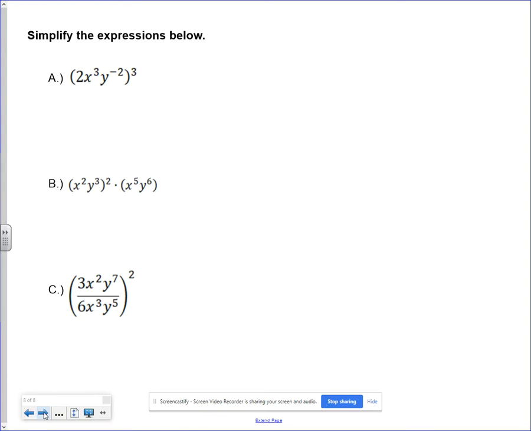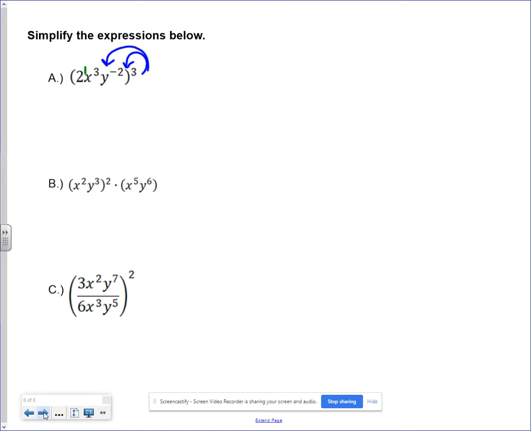So let's look at these examples. It says simplify the expression below. For this first one, we're going to have to use the second rule that we learned today, a product of a power. I want to take the exponent on the outside of my parentheses and multiply by all the exponents on the inside. Now there is an exponent that we don't see, on the 2. The exponent on the 2 is a 1, so we can't forget about it.